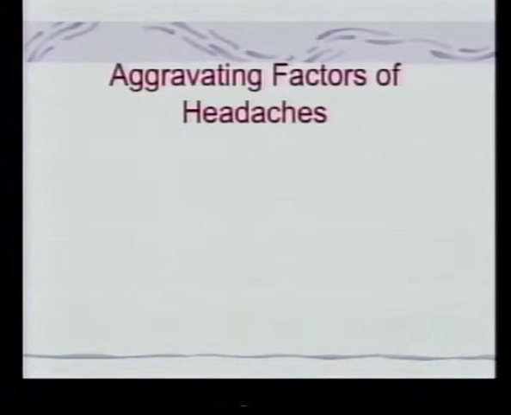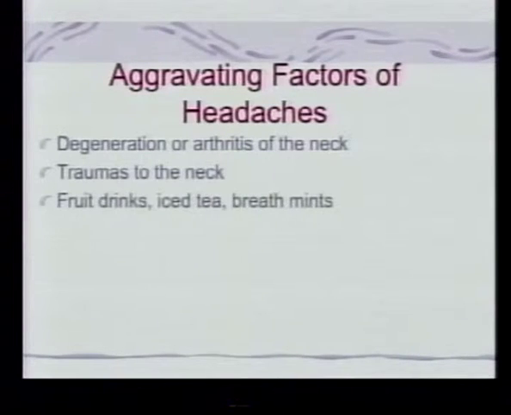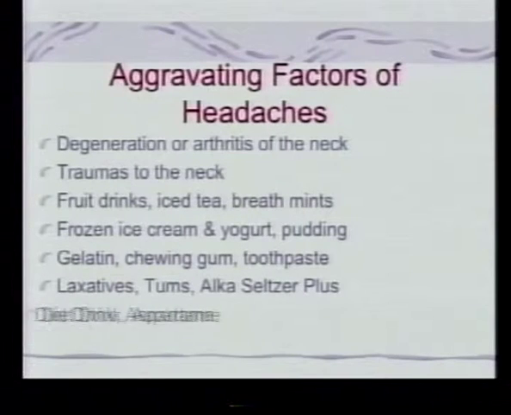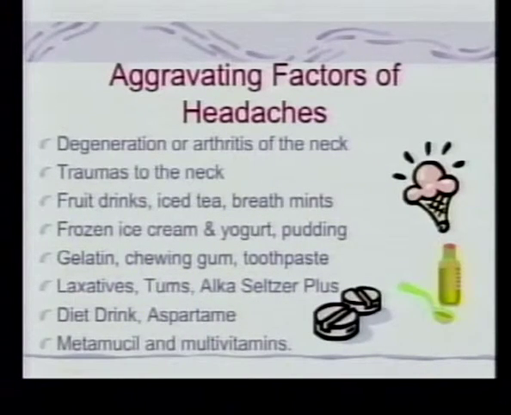Aggravating factors. We talked about the neck curve, degeneration or arthritis, traumas to the neck, that's physical stress. But there's a whole list here of chemical stress. Fruit drinks, tea, breath mints, some frozen ice creams, yogurt, pudding, gelatin, chewing gum, laxatives, a whole list of stuff, even some vitamins. And one of the biggest triggers, believe it or not, is a substance called aspartame.